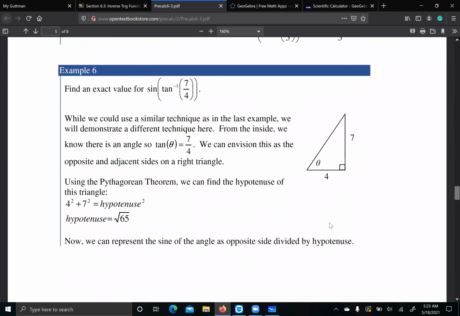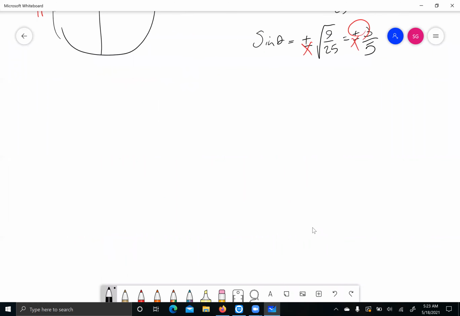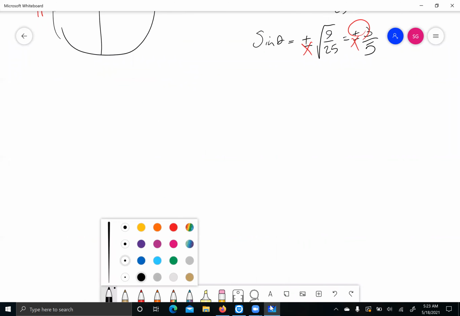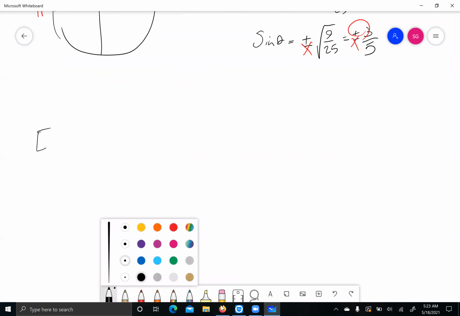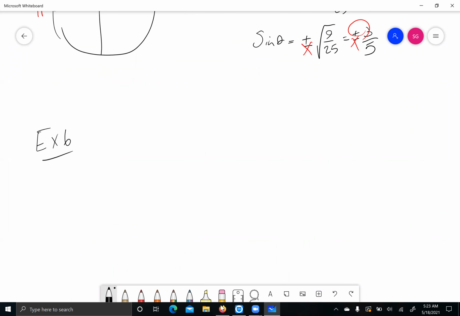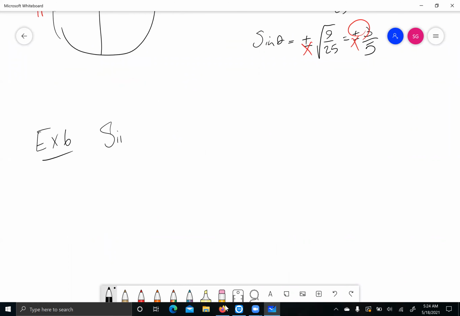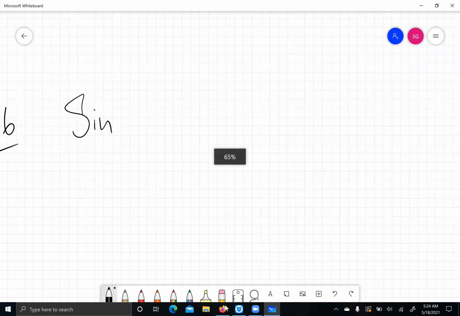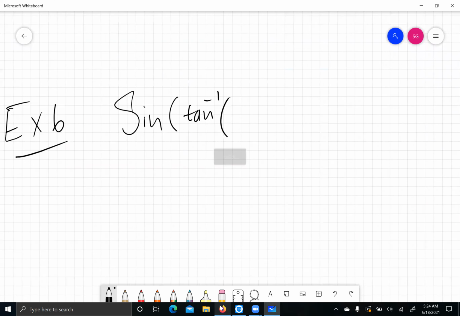Let's look at one more question. These are good examples. This is example 6. The question is, find an exact value for sine of tangent inverse of 7 over 4.